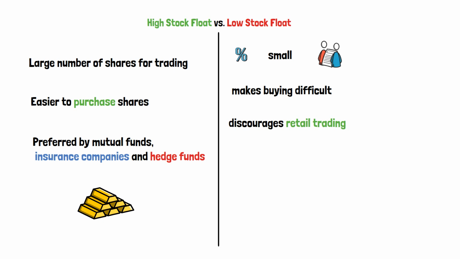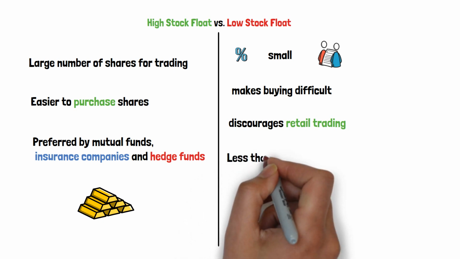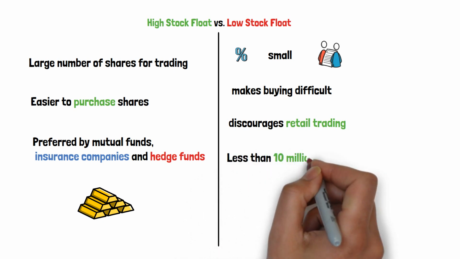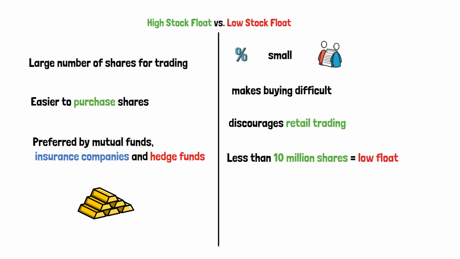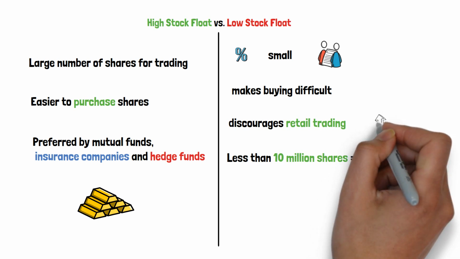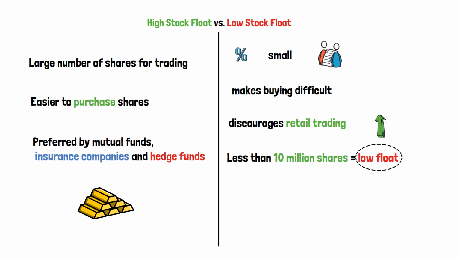While there's no industry-wide standard for what defines low float stocks, many brokers consider stocks with fewer than 10 million freely available shares for trading to be a low float. A stock's float can increase if a company decides to issue new shares as a method of raising additional capital.